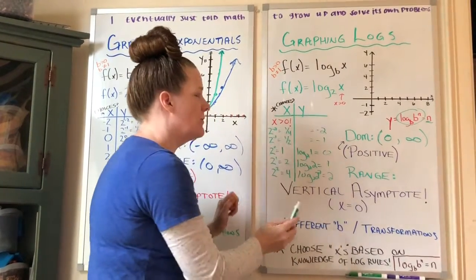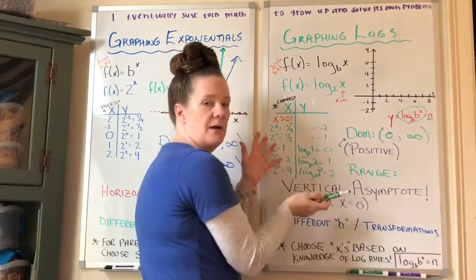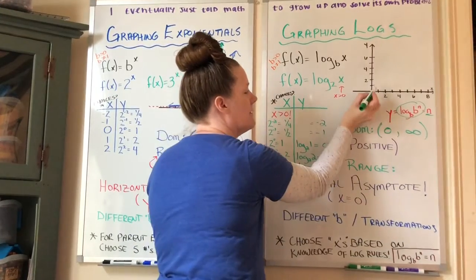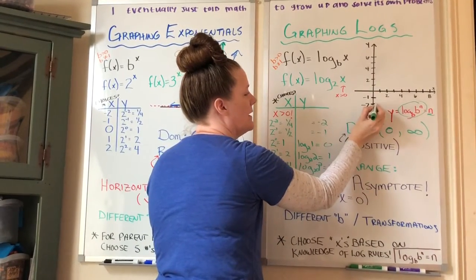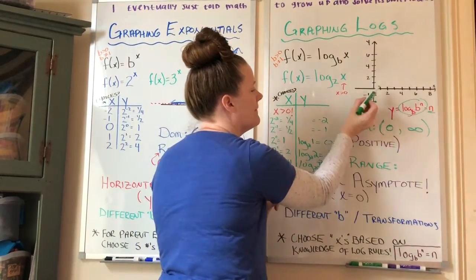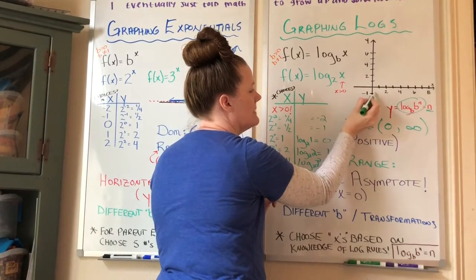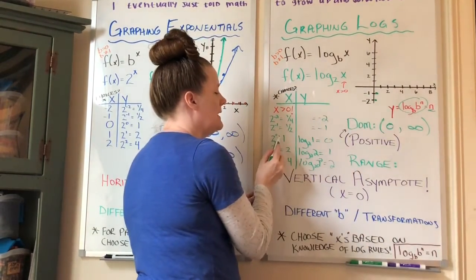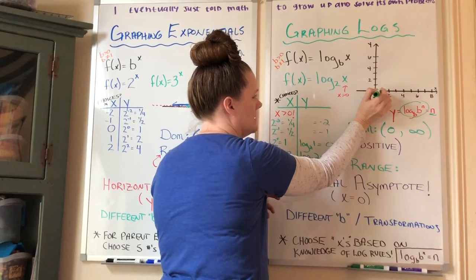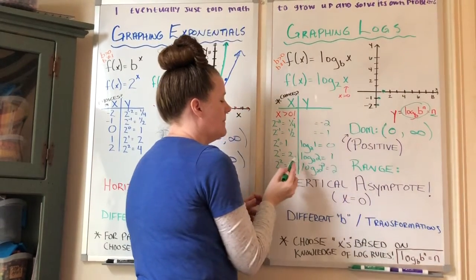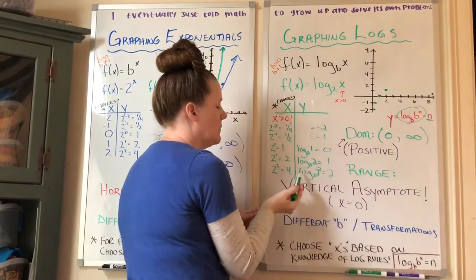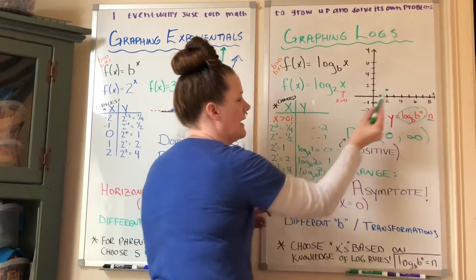So if we take each of those ordered pairs and graph it, we can see what the parent log, excuse me, is going to look like. So when I let x be 1/4, that's about right here. The y value I got for that was negative 2, so that's down here. When I let x be 1/2, that's right here. The y value I got was negative 1. When I let x be 1, the y value that I got was 0. So that's this ordered pair right here. When I chose an x of 2, the y I got out was a 1. And then finally, when I let x be 4, the y that I got out was a 2.